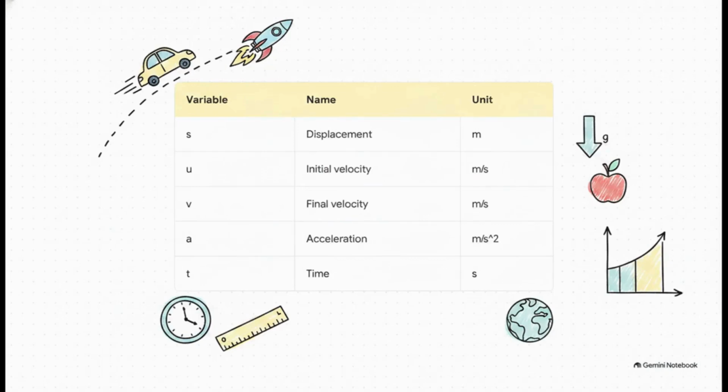So meet the SUVAT squad. SUVAT is just a super handy acronym for our 5 main variables. We've got s for displacement in meters. u is our initial velocity, and v is final velocity, both in meters per second. Then there's a for that constant acceleration we just talked about, in meters per second squared. And finally, t for time measured in seconds. And hey, quick pro tip. Always check your SI units before you start crunching numbers. It's your first line of defense against making a really frustrating mistake.